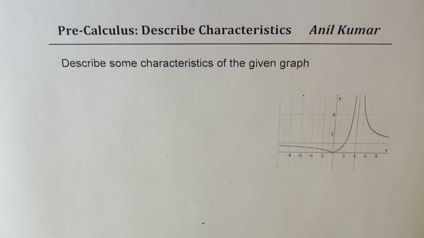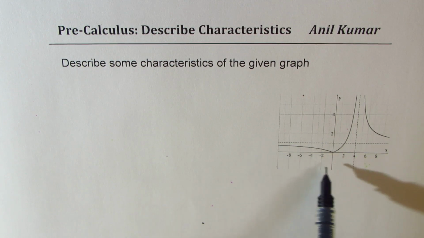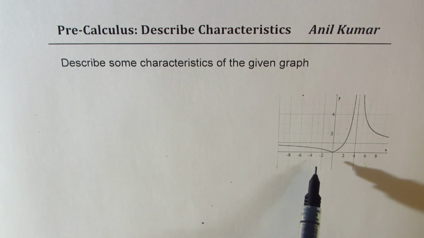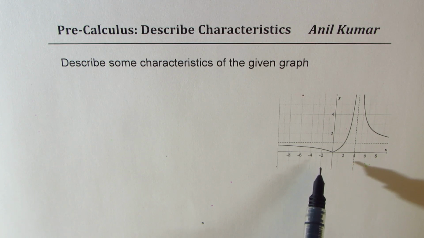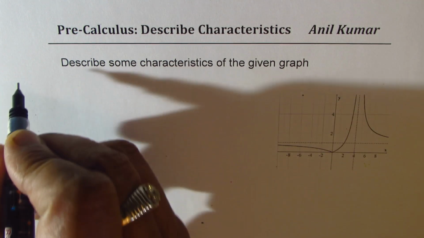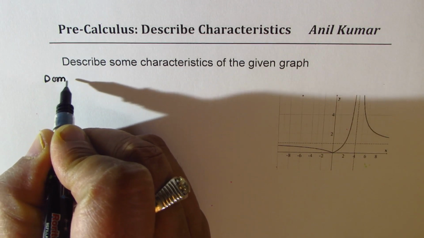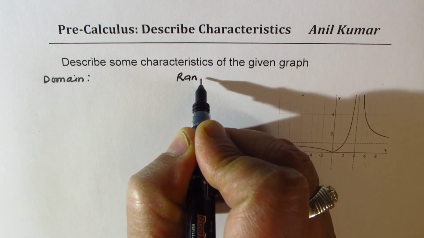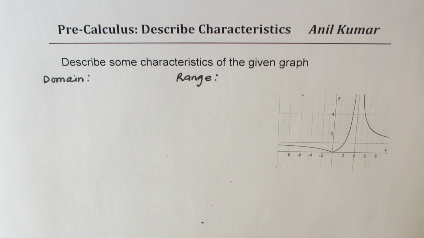Now let us try to describe the characteristics of the graph before us. Well, you know most of them, so you can actually pause the video, describe the characteristics, and then look into my suggestions. Let's begin with domain and range. So in this case, what is domain and what is range? You can take this as your test question, right?